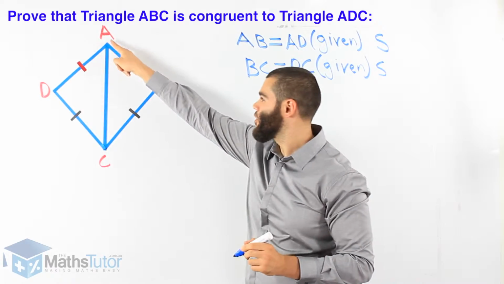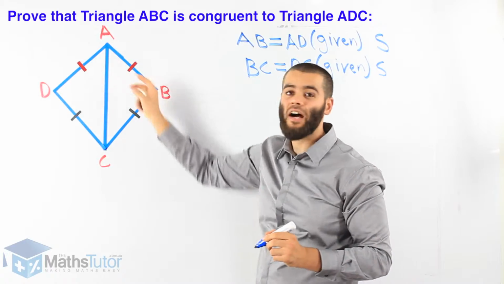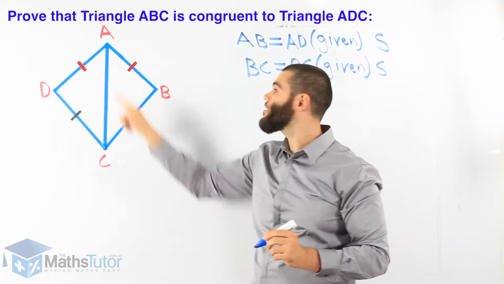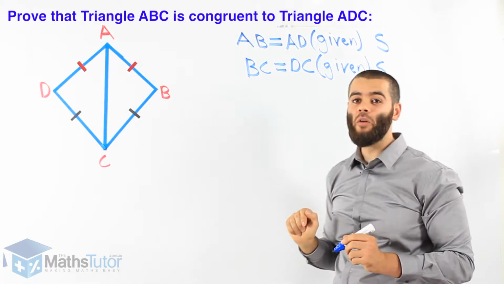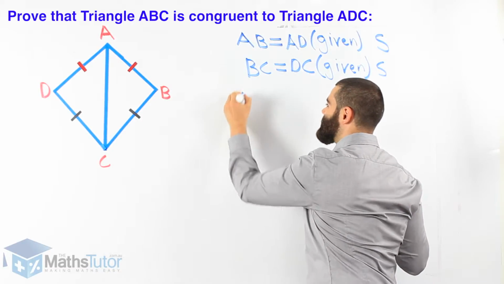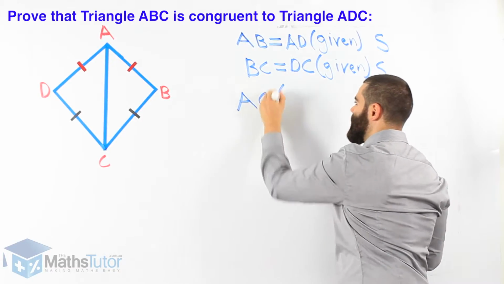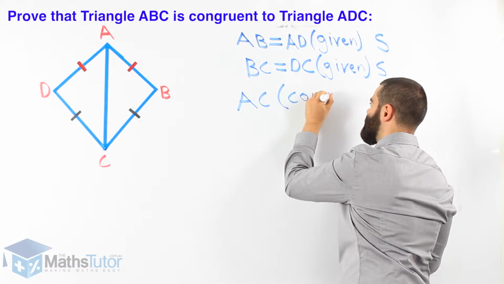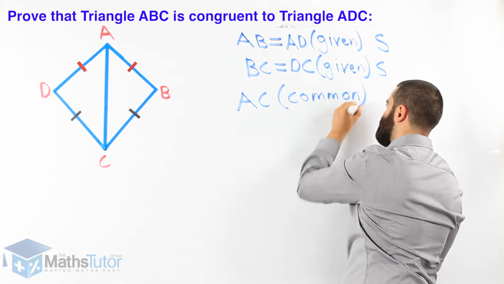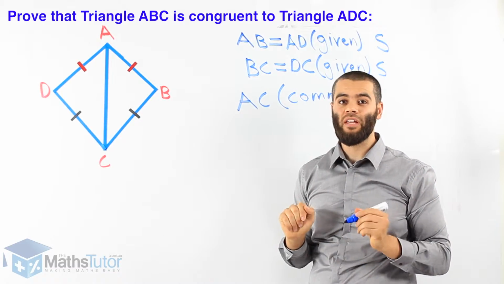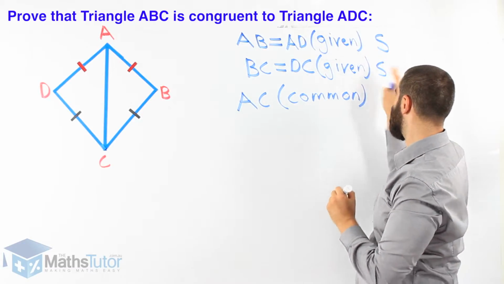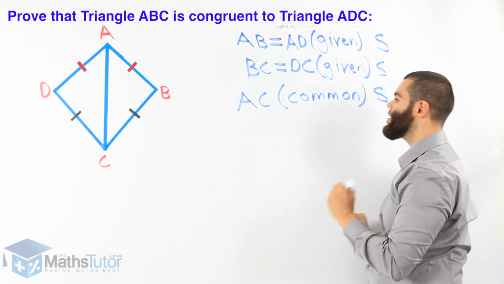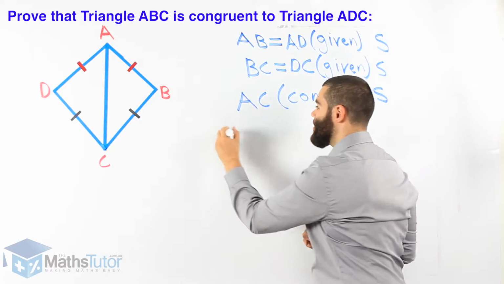Now, we have the third side. We know it is the shared side in both triangles. It is the common side. So we write AC, and our reason is common. Very easy. So we have our three sides. Now we write our conclusion.